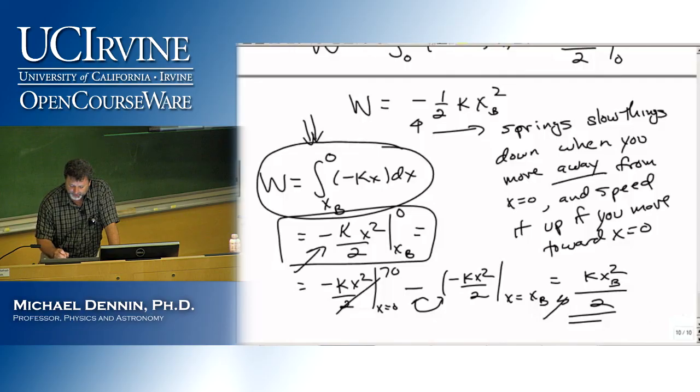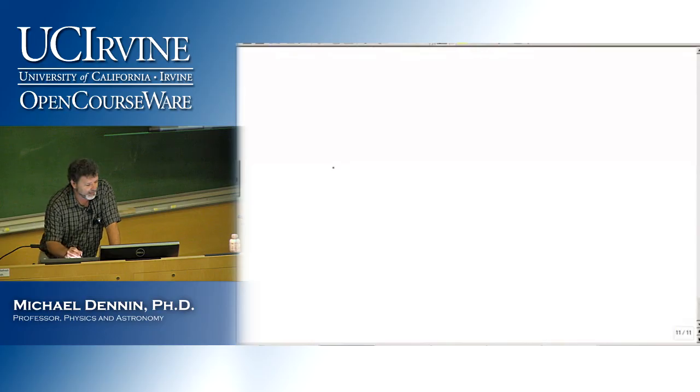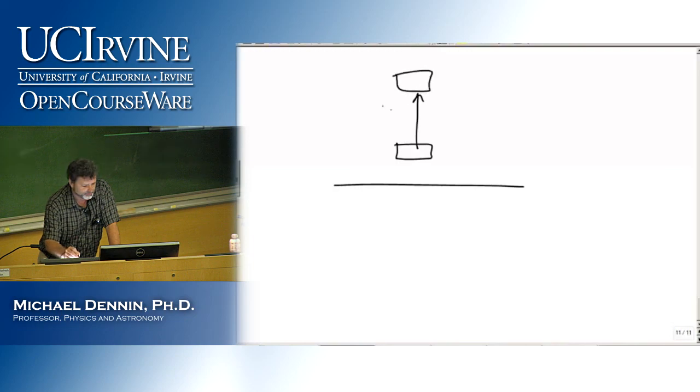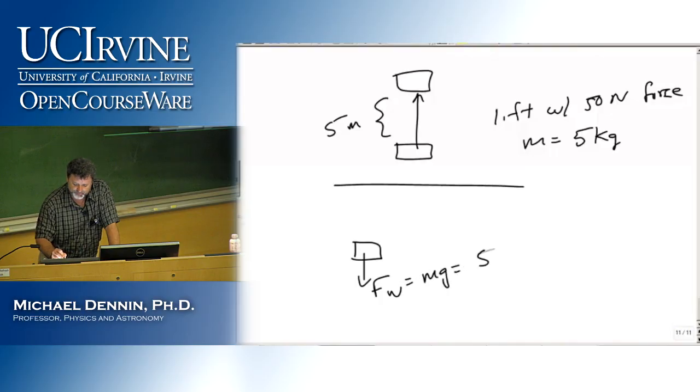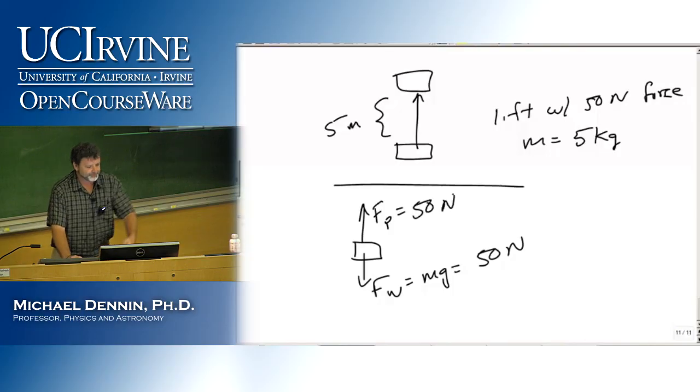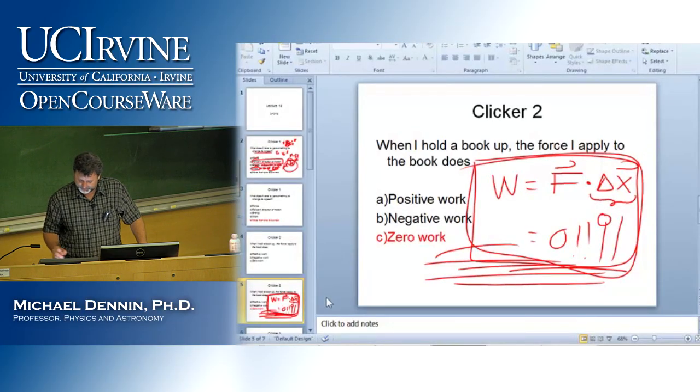Now, we have one final clicker question associated with one final problem. Now we're going to lift a book 5 meters high, and I'm going to lift with 50 newtons of force, and the book has a mass of 5 kilograms. So if I draw my free body diagram, the weight, mg, is 50 newtons, and I'm pulling up with a force of 50 newtons. That's my situation.